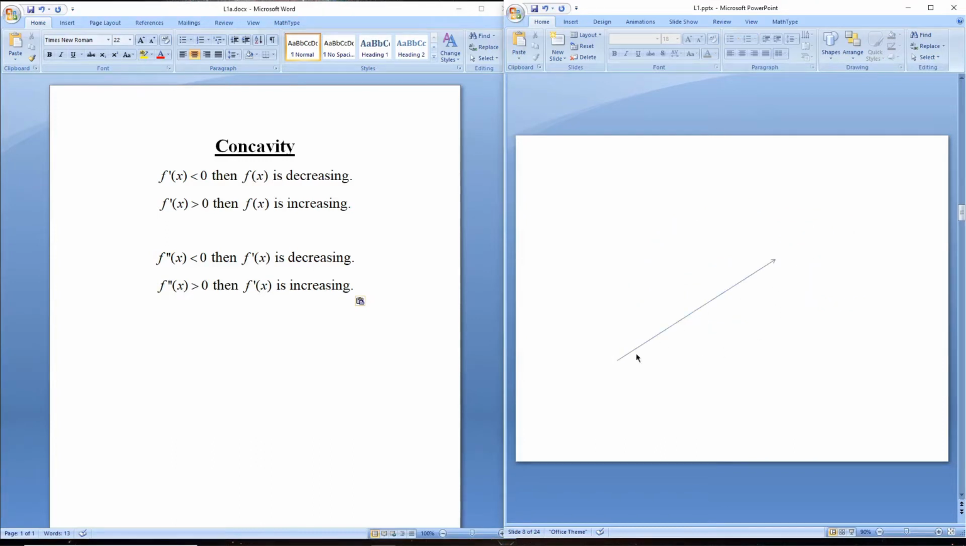Well, consider just a straight line, and imagine that this is a tangent line to some function. So if the derivative increases, then that means this tangent line is going to get steeper and steeper and steeper. That's what an increasing derivative would mean. The derivative itself, the slope of the tangent line, is increasing. And for that to happen, your function must be curving up.